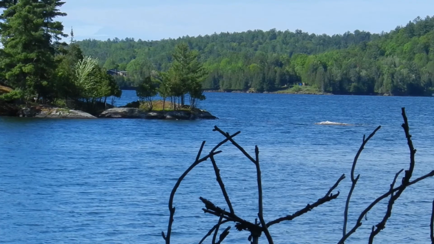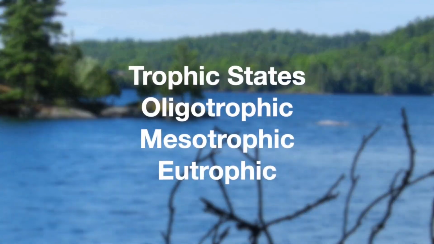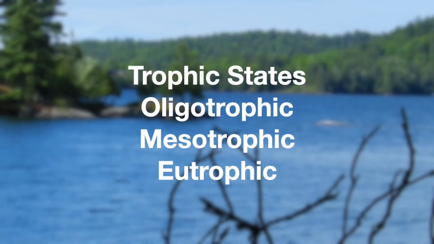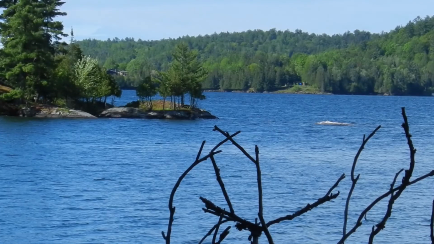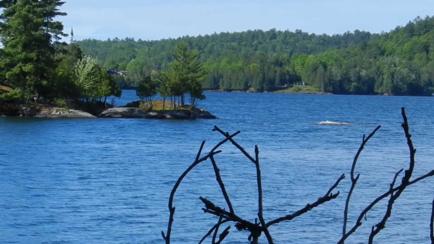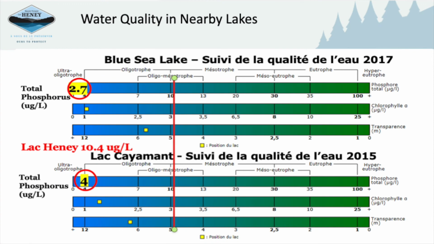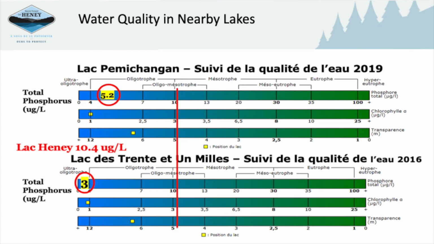The combination of Secchi disk depth and phosphorus analysis is used to determine the trophic state of a lake. Lakes are generally classified into 3 categories: oligotrophic, mesotrophic, and eutrophic. Oligotrophic lakes, like Lac Heney, 31 Mile, and Pemmicangan, have few nutrients, low levels of algae, and clear waters.